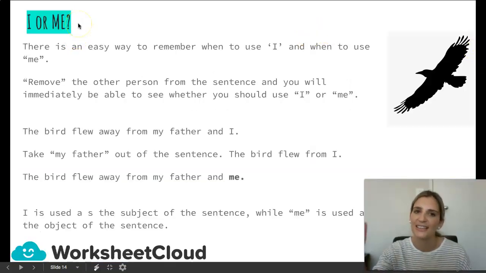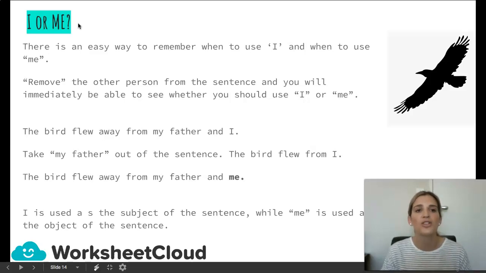Oh, this one. I love this one. I or me. So how do you know? My learners will just say, I don't know, ma'am, we just know. Now there's actually a rule, or an easy way to remember when you use I and when you use me. Okay, so this is how we're going to do it.